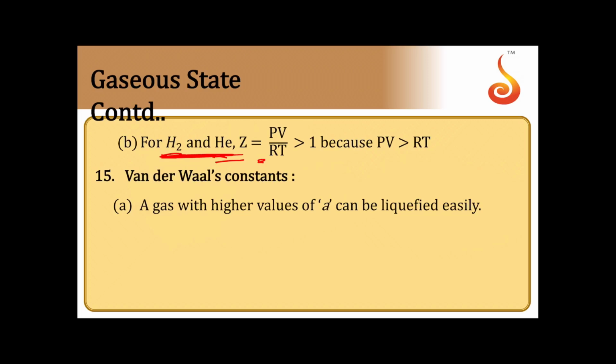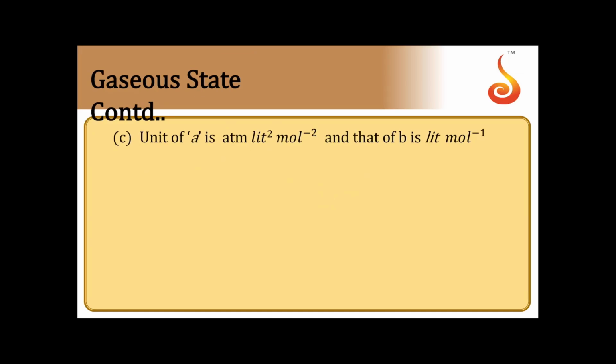Then the van der Waals constants. In the van der Waals equation we have the values A and B. Those two are called van der Waals constants. Let us see the significance of the van der Waals constants. The term A n square by V square signifies the attractive forces between the molecules. Therefore the term A gives the force of attraction. So the higher the value of A, we can say the gas can be easily liquefied.